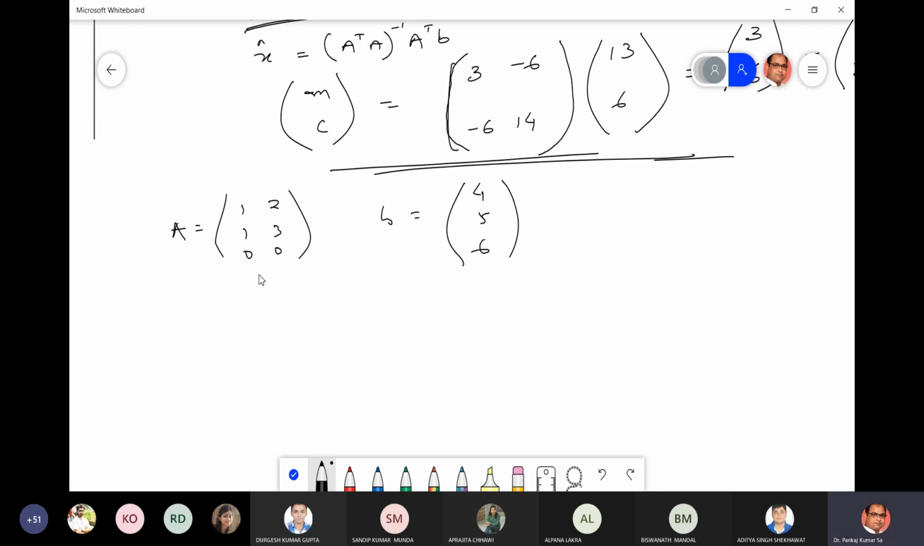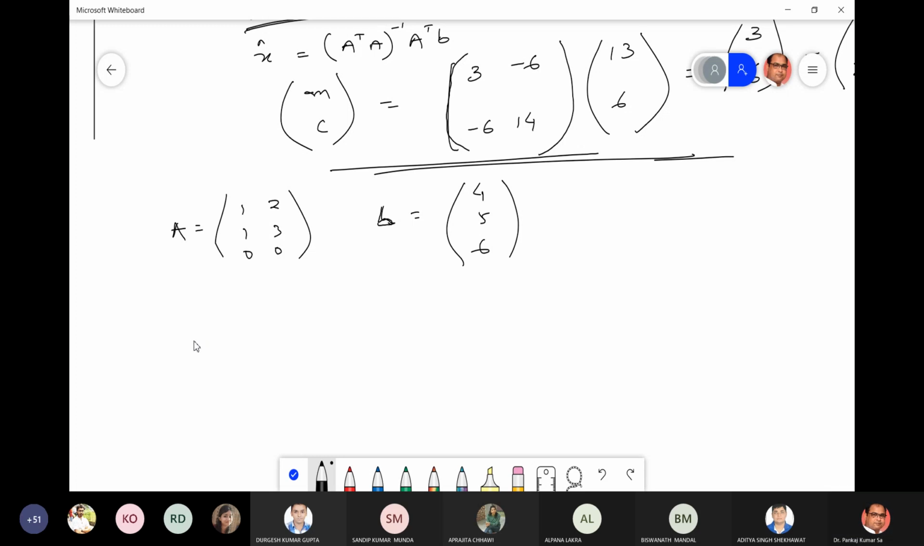Now look at this, the first column. The Z value is 0, the third dimension is 0. Second column, the third dimension is also 0. What does it mean? They are in the XY plane. The Z value is 0. But here, the Z value is 6. And this is somewhere the problem comes. Overdetermined solutions like that.